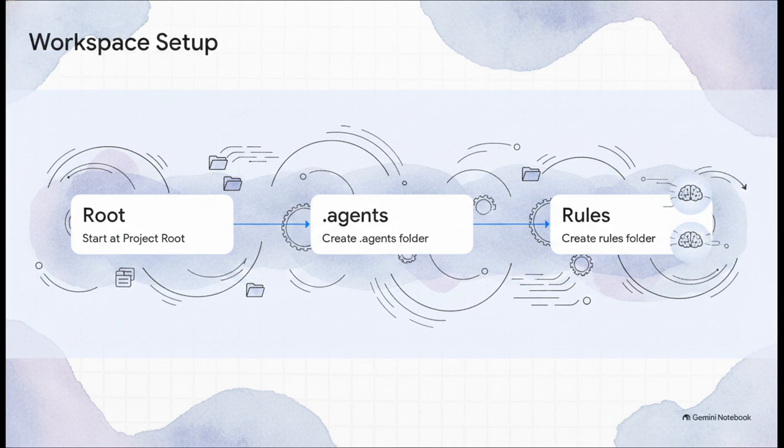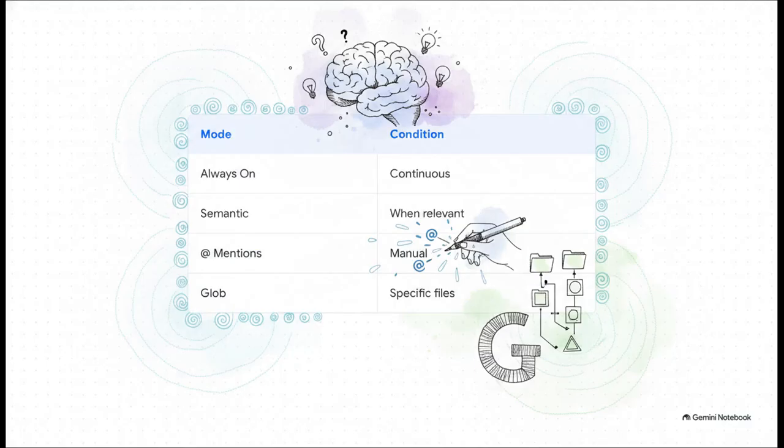This is a total game changer, because it allows you to hold multiple rule files that are tailored exactly to that specific workspace. And because you can have multiple files, you get to use activation modes. This gives you incredibly granular control over exactly when the AI accesses specific constraints. You've got always on, which applies continuously to the workspace. Then there's semantic, which is triggered only when the model itself decides it's relevant to your prompt. You can manually invoke them using app mentions, or you can even use glob patterns to apply rules automatically, but only when you open specific file types.